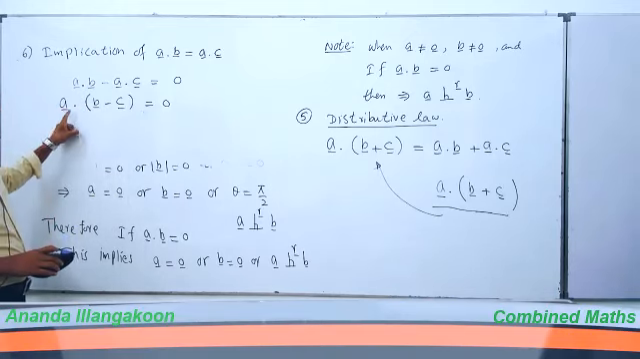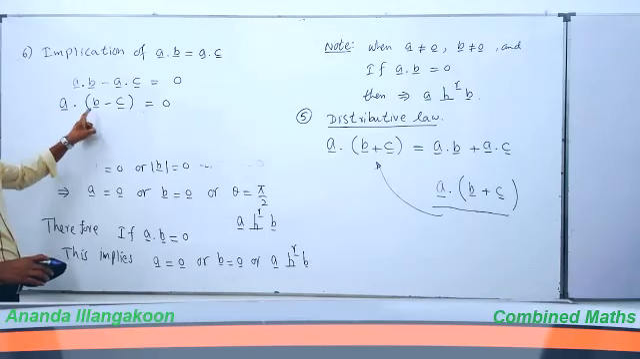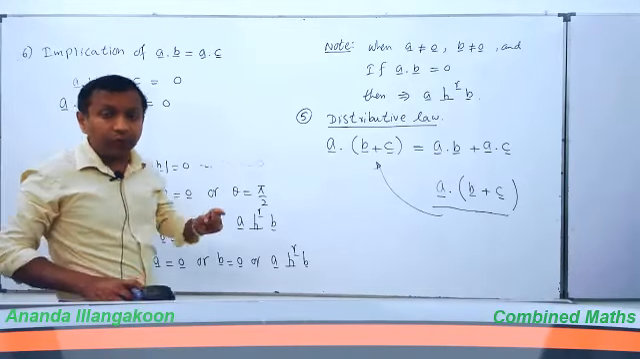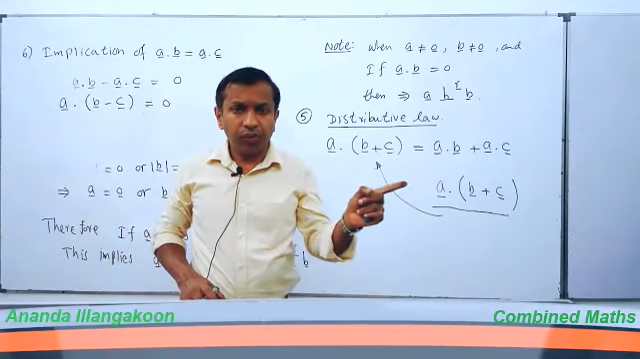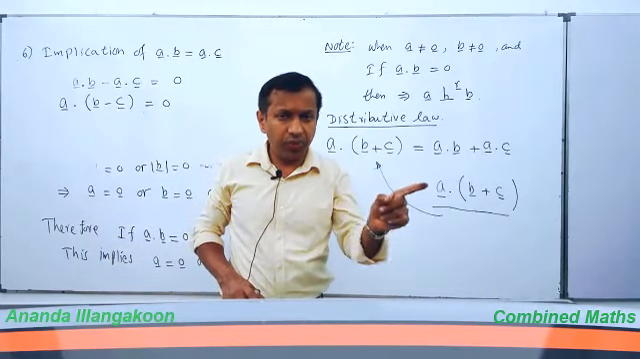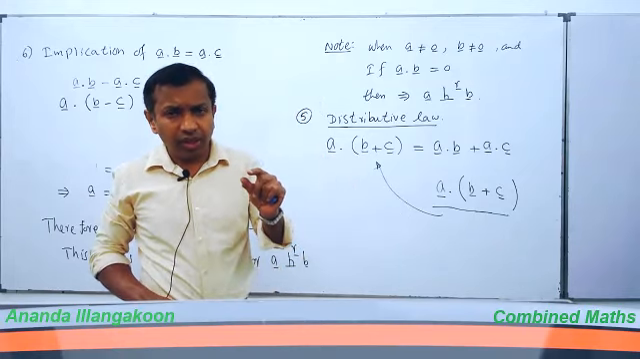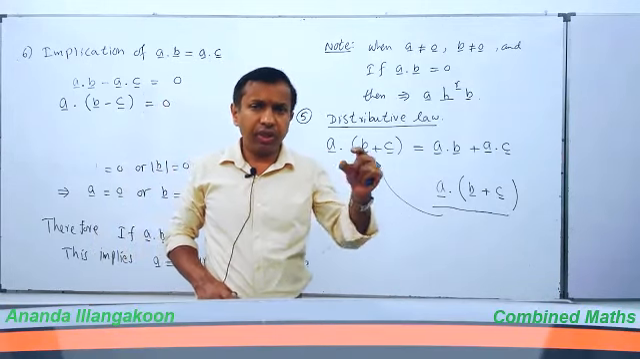A is a vector, B minus C is another vector. This is a vector, this is a vector. The dot product of two vectors is 0. People, today we said, if A dot B is equal to 0, under property number 4 we discussed, that implies either vector A is a null vector, or vector B is a null vector, or vectors A and B are perpendicular.